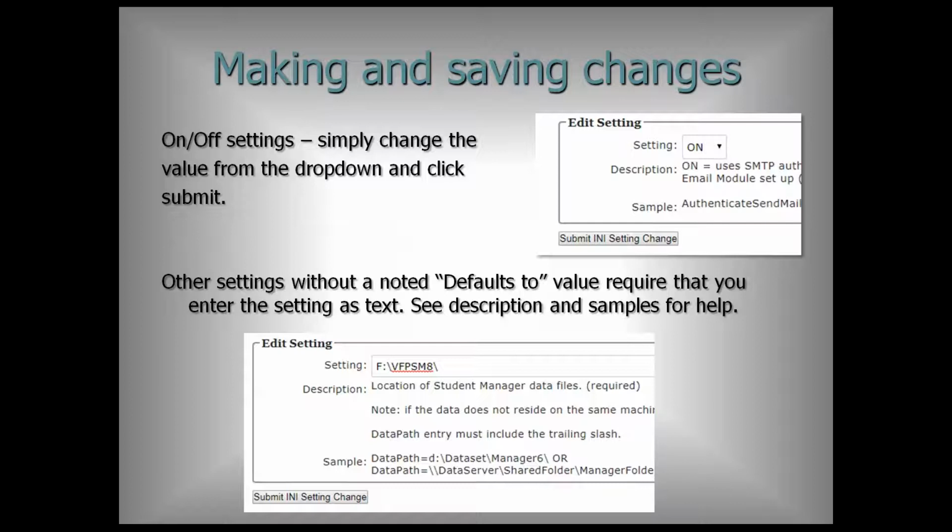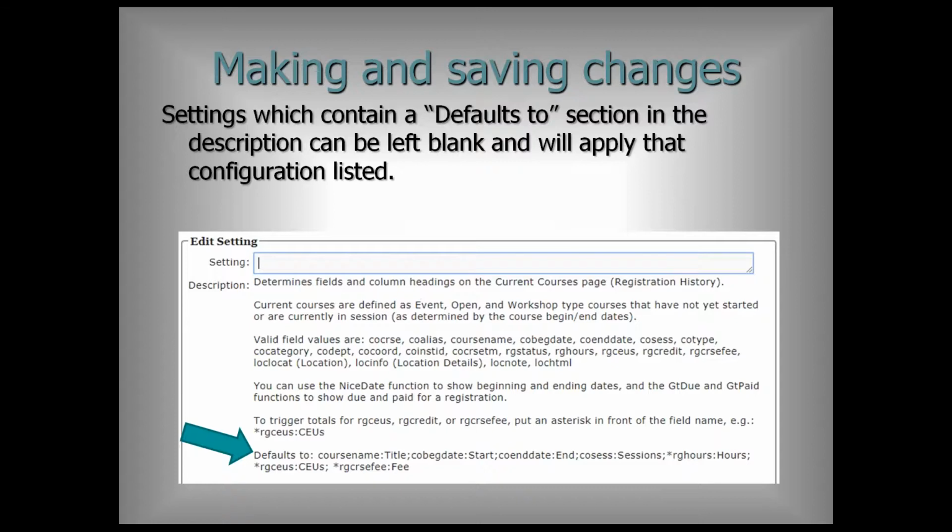If the setting doesn't have a defaults to section down in the notes, then that setting being blank would mean that it's essentially disabled or inactive. If a setting does have a defaults to, that setting can be left blank, and what will happen is it's going to use whatever is in the notes section down there in the defaults to. So you can leave that setting completely blank and it's still going to function and use whatever value is defined here. In this example, this looks like it's maybe the schedule fields. It's going to show you these different values right here without entering anything in there.